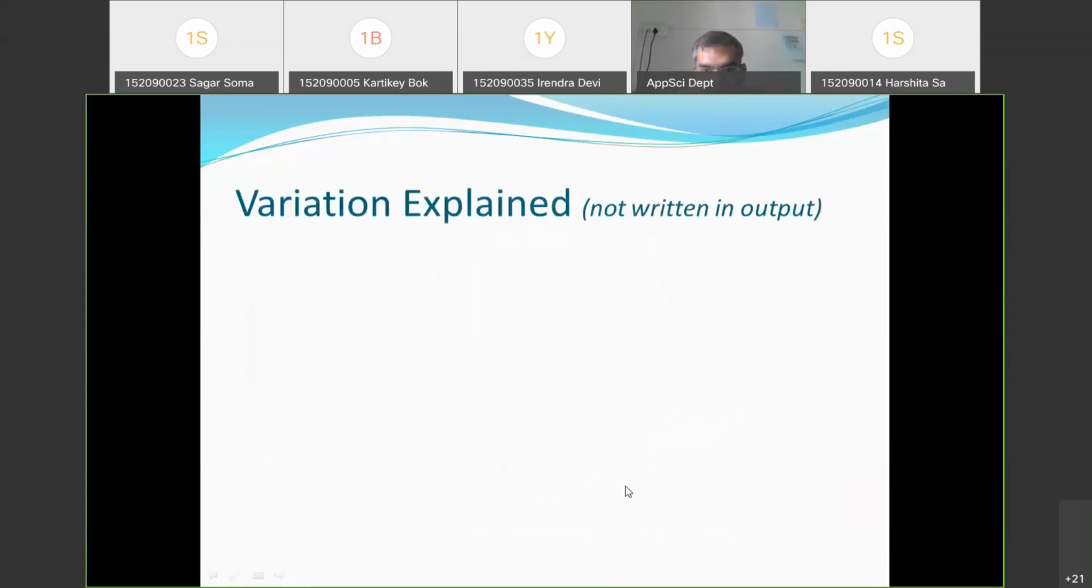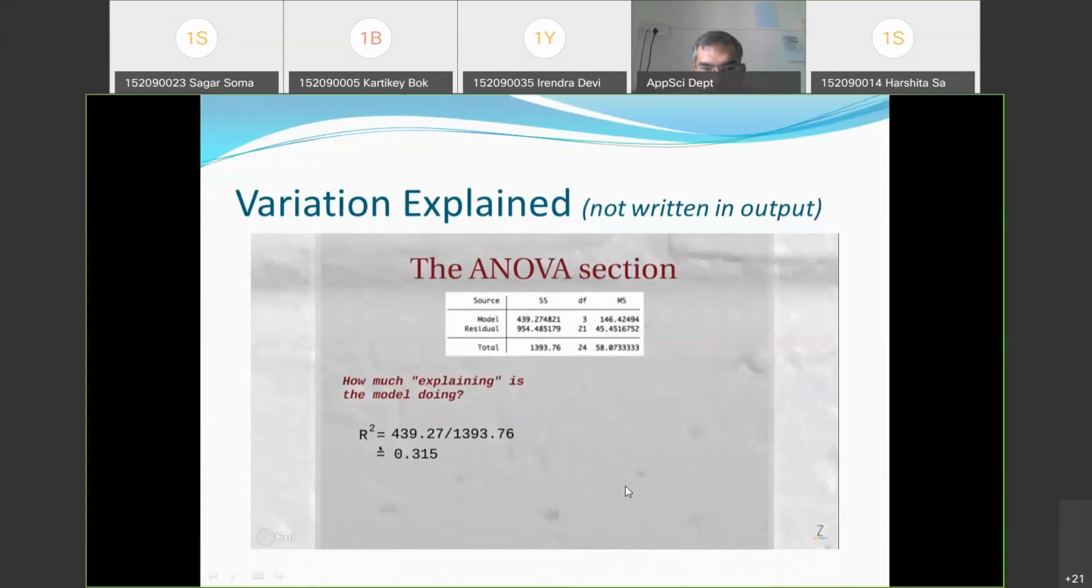It is not directly given, but we can calculate it like this. 439 divided by the total is the variation explained. Here, this is 0.315, that is 31.5% of the variation our regression model is able to explain.